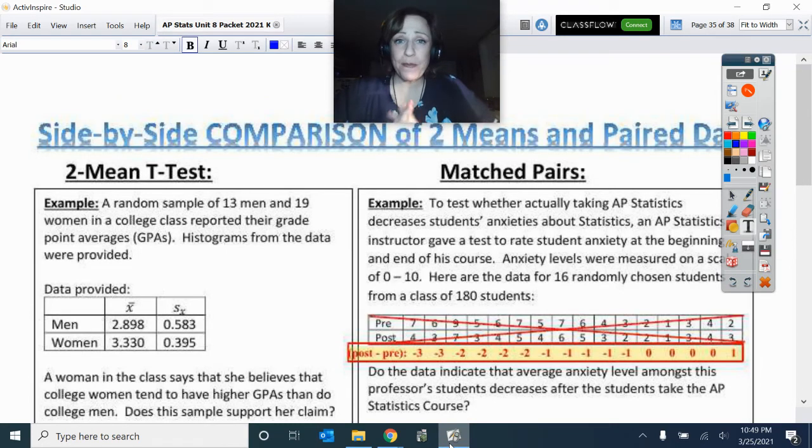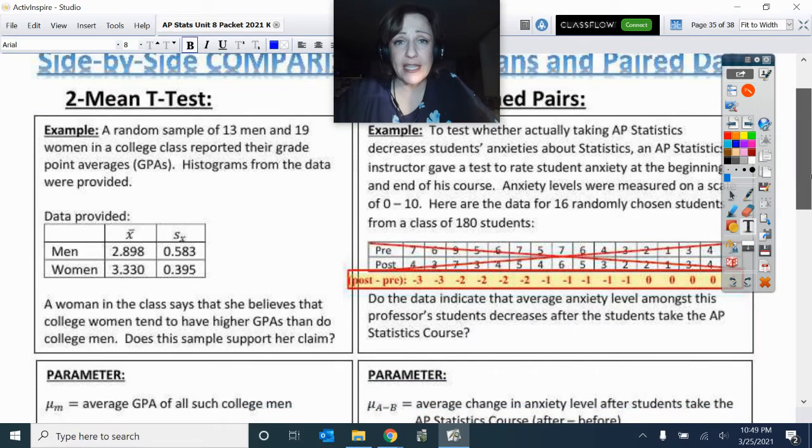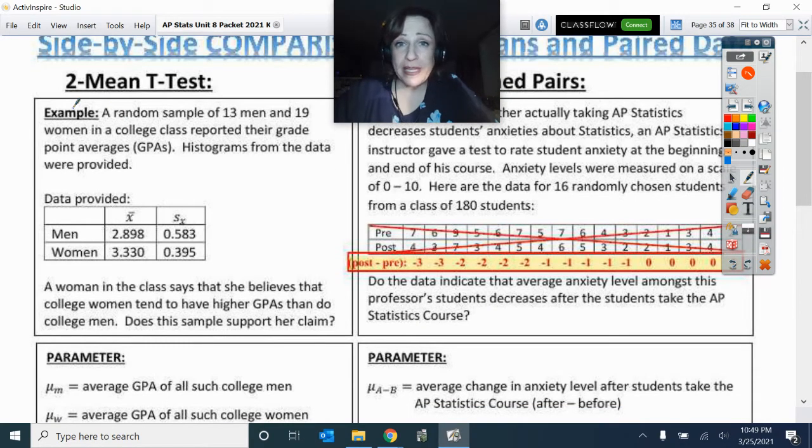All right, side-by-side comparison of two mean t-test versus matched pairs. So these are two separate problems because it takes two different types of context to be the two different kinds of things. So first, the two mean t-test. The example is a random sample of 13 men and 19 women in a college class and their reported GPA.